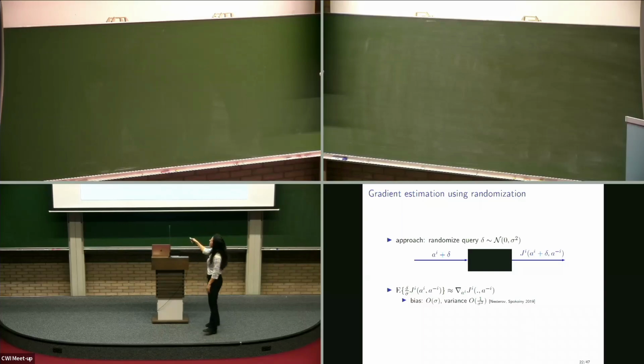Because this is actually an optimization result. It's not even a game result. If you want to use one query to estimate the gradients, you query this with a randomized perturbation, and on average it doesn't have to be Gaussian, it can be a uniform distribution, but on average you get an estimate of your gradient at that point.